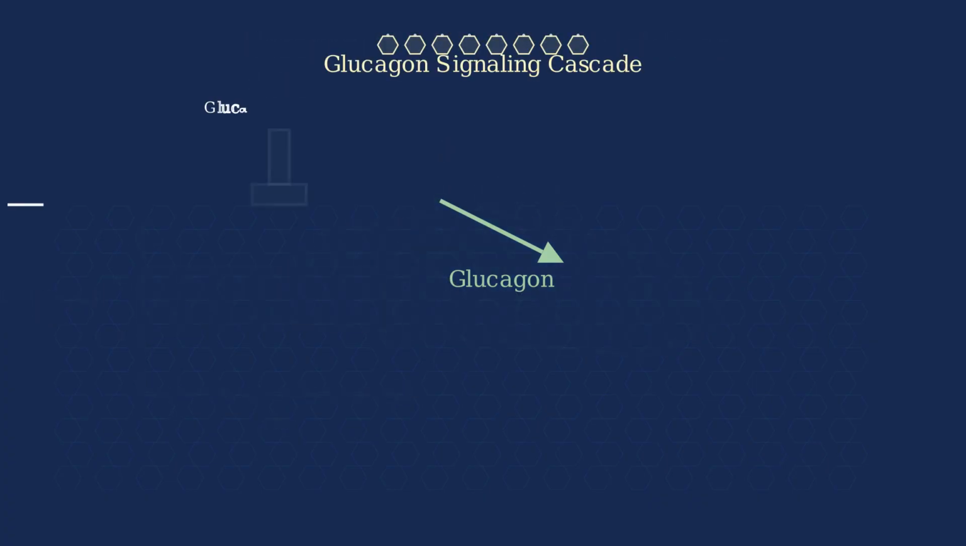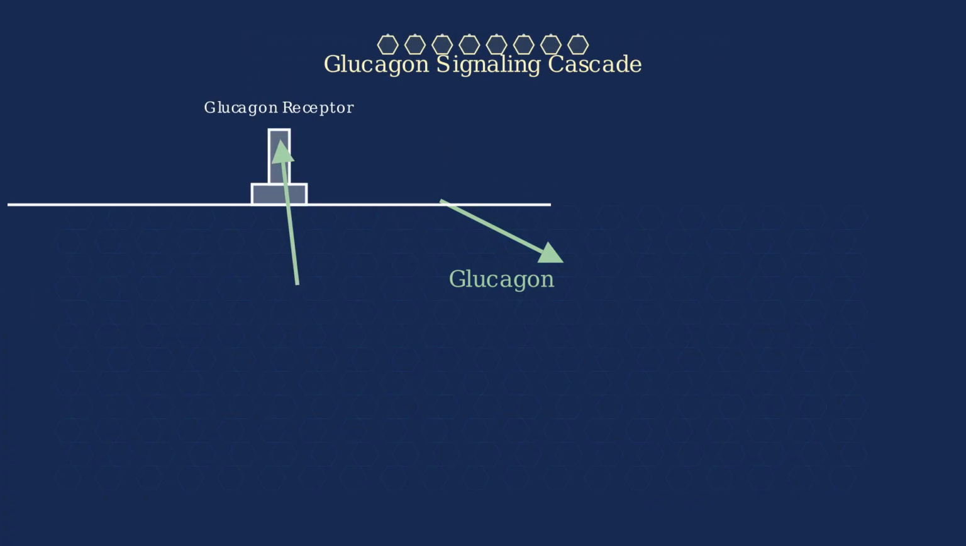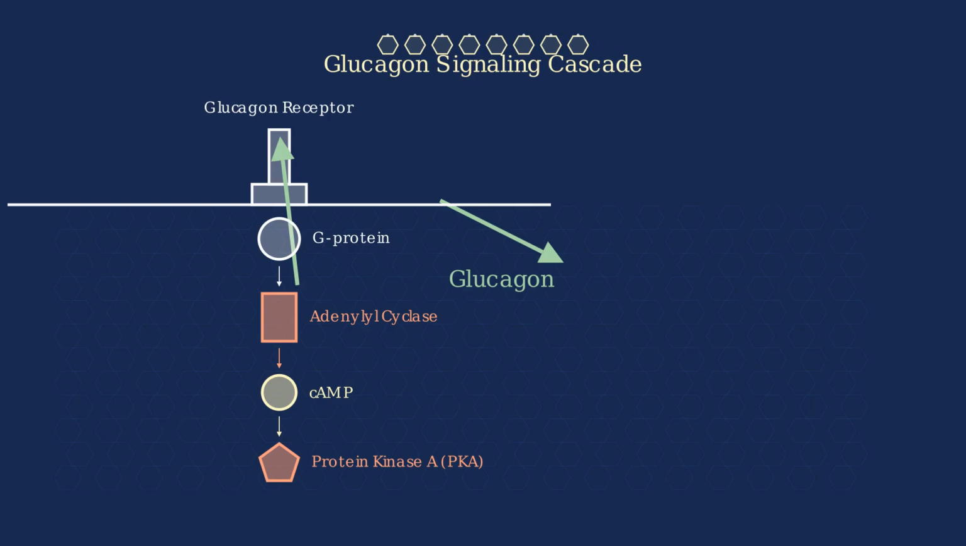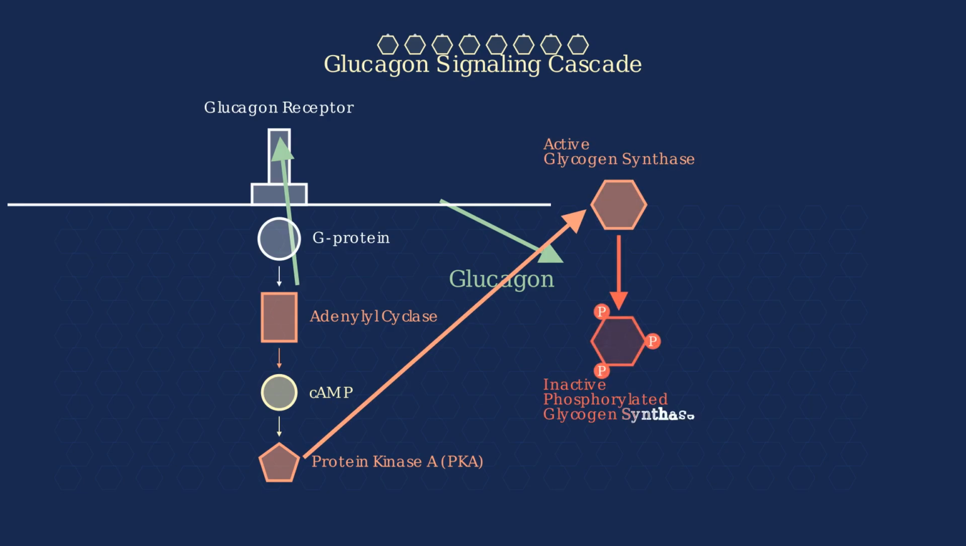Glucagon binds to its receptor on the cell membrane, activating a G protein. This triggers adenylyl cyclase to produce cyclic AMP, which activates protein kinase A. Protein kinase A phosphorylates and inactivates glycogen synthase, the key enzyme in glycogenesis, preventing the conversion of glucose to glycogen.